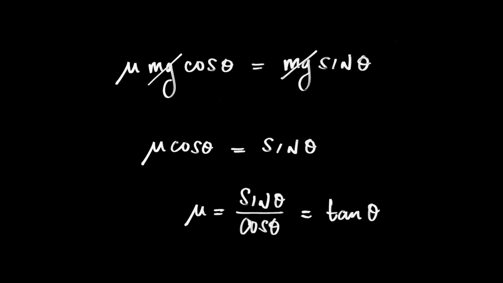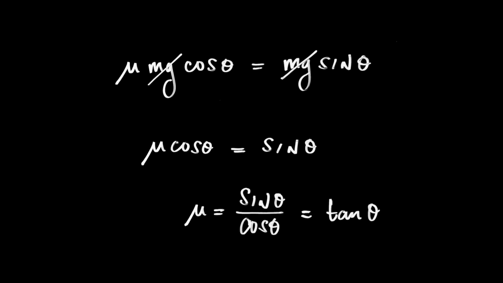So mu mg cosine theta is equal to mg sine theta. Look, there's an mg on both sides of the equation. I can divide both sides of my equation by mg, and the mg goes away. My equation is getting really simple, really fast. What I'm left with is that mu times the cosine of theta is equal to sine of theta. Now I'm really curious. I'll solve for the coefficient of friction. Mu is equal to the sine of theta divided by the cosine of theta. Wait a second, that's something special. The sine of theta divided by cosine theta is the tangent of theta.